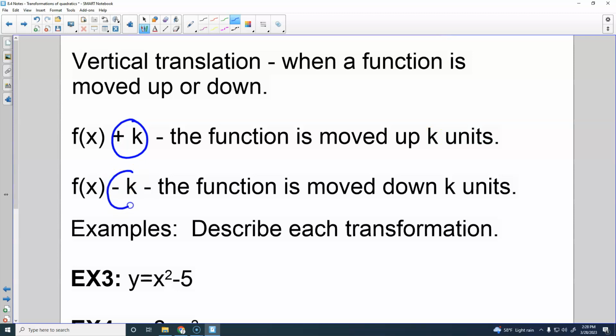If we have a minus k right here, then we're going to move that function down that many units. So like that last one we just looked at had a -3, it moved that graph down 3 units. Okay? This applies to all functions, not just quadratics. We're going to mainly focus on quadratics, but we're going to see some that are not quadratics. Okay?